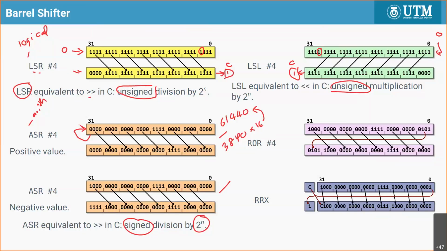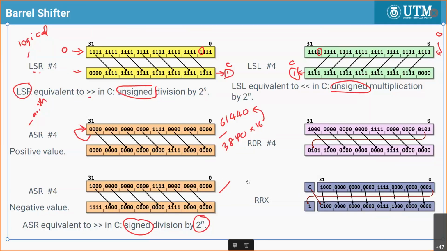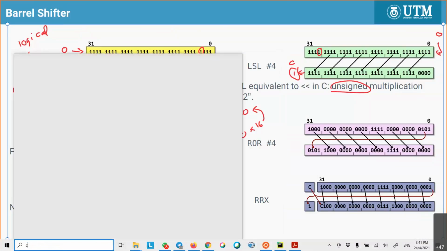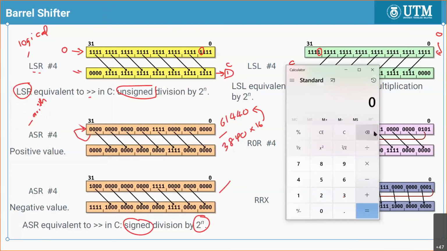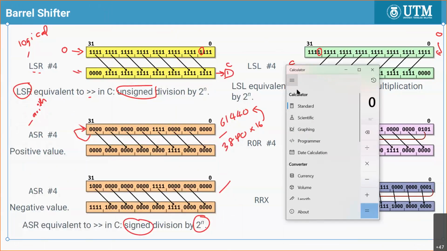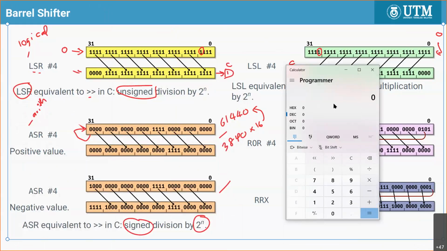Which one are you trying to do? ASR. What is the value in decimal? Actually, the Windows calculator has ASR. You can try opening the Windows calculator under programmer mode. There's a bit shift, there's an ASR. Let's try that. Go to the triple burger on the upper left side and change to programmer mode. And then down there, there's a bit shift.